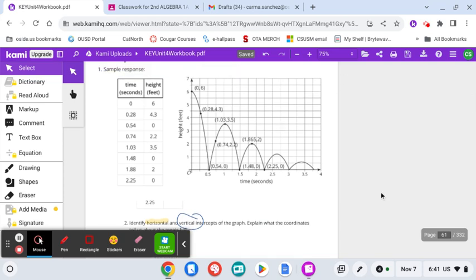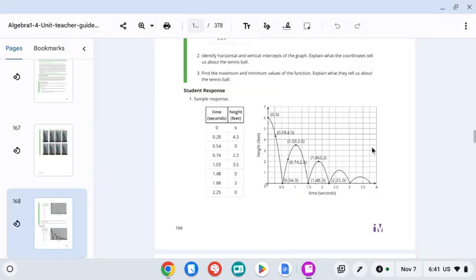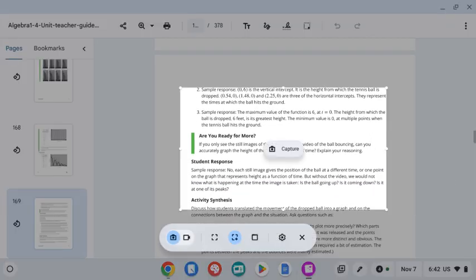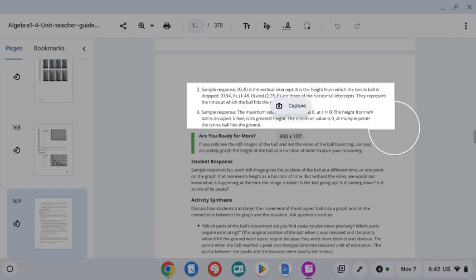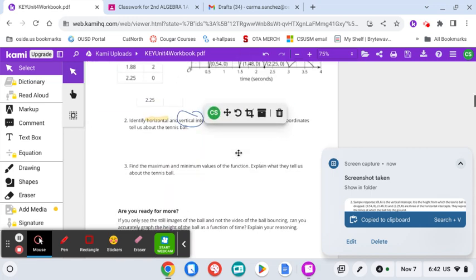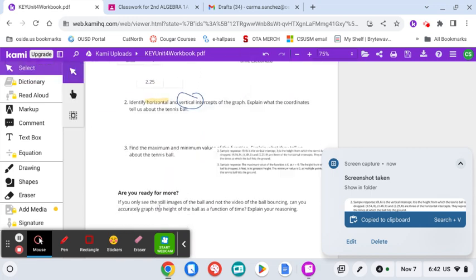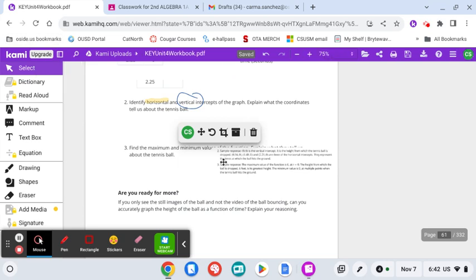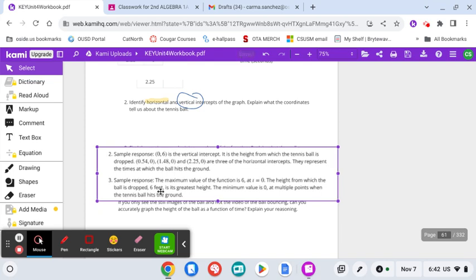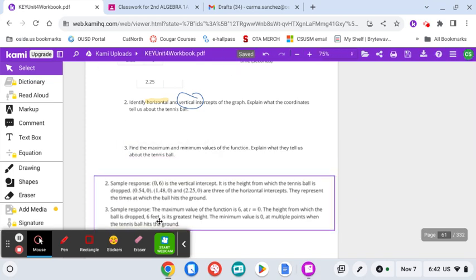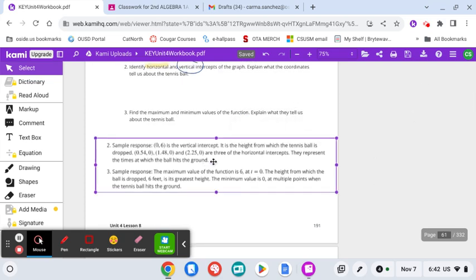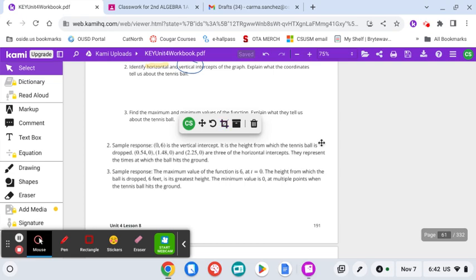All right. Okay, there's the sample responses for number 2 and number 3. How'd you do?